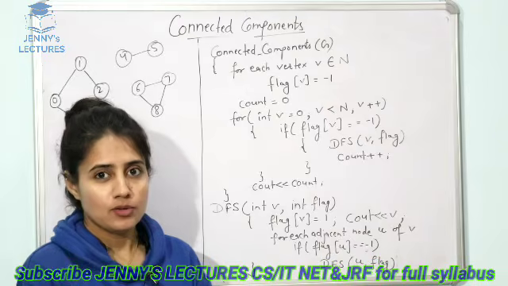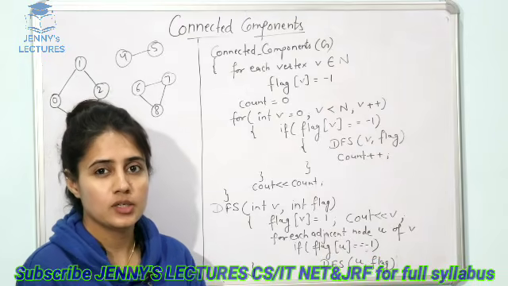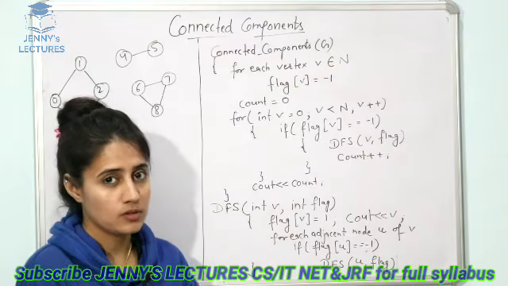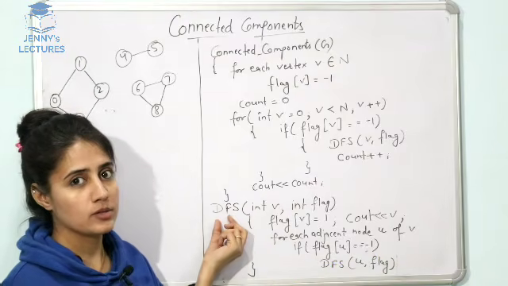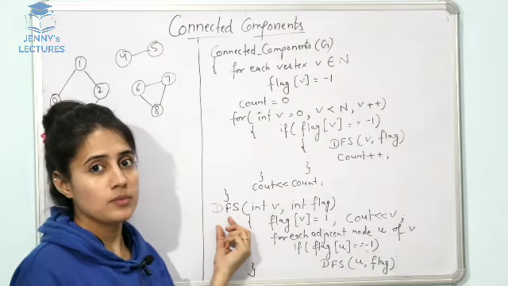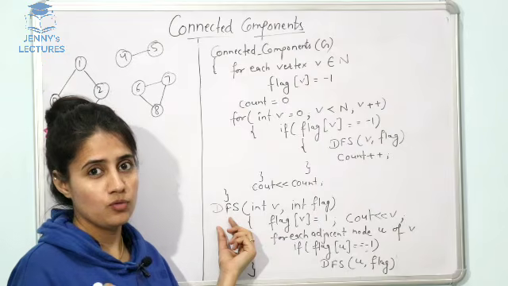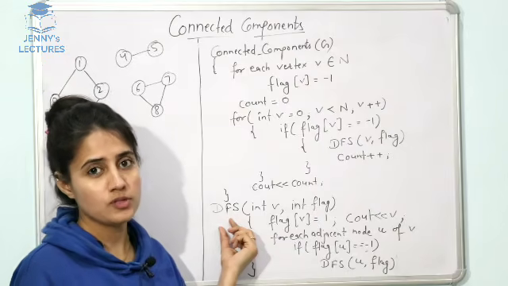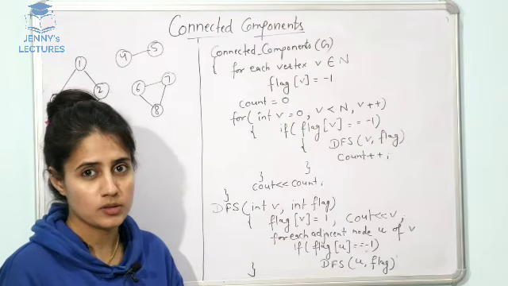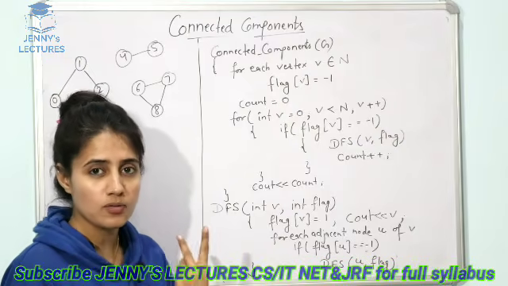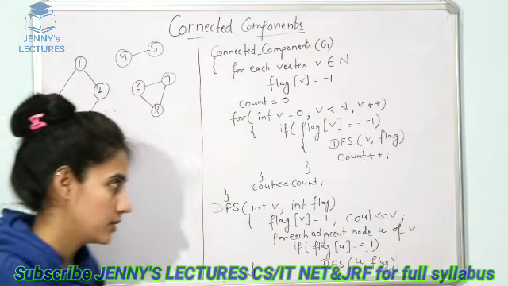Now we will discuss the algorithm to find the connected components in a given graph, and you can use either DFS traversal or BFS traversal. In this algorithm I am using DFS traversal. The main idea is that the number of times DFS traversal is called equals the number of components. If DFS traversal is called 3 times, then there would be 3 connected components. If DFS traversal is called 2 times in the graph, then there would be 2 connected components.